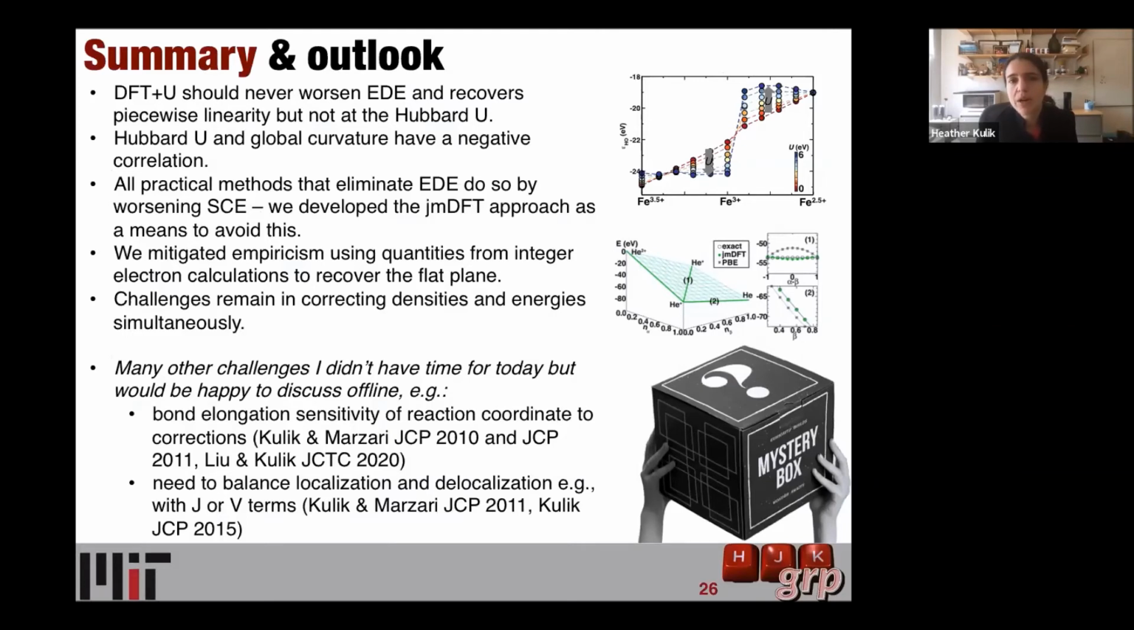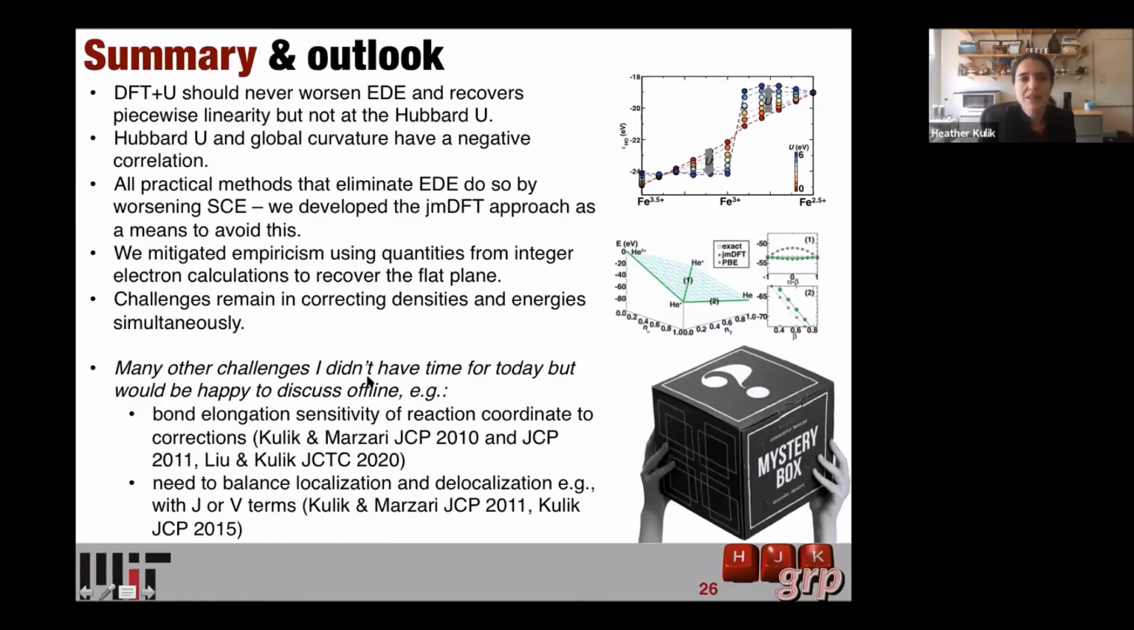But the thing to worry about with DFT+U is that you're winning at the electron delocalization error, the energetic delocalization error problem, but worsening static correlation error. So when things go wrong, it's either because DFT+U is doing nothing or because it's worsening static correlation error. And there are ways to address both of them, but they're not as widely used yet.